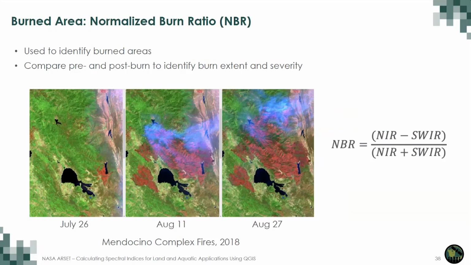Similar to NDVI, NBR is a unitless value from -1 to 1. A high NBR value, one that is closer to 1, indicates healthy vegetation, while a low value that's closer to -1 indicates recently burned areas and bare ground. NBR is a commonly used metric for identifying areas where vegetation has recently burned due to fire.